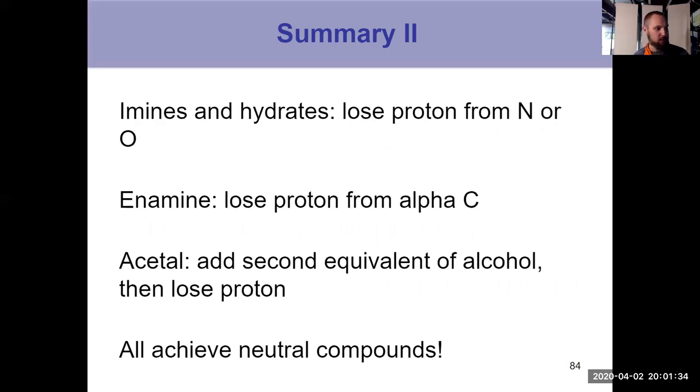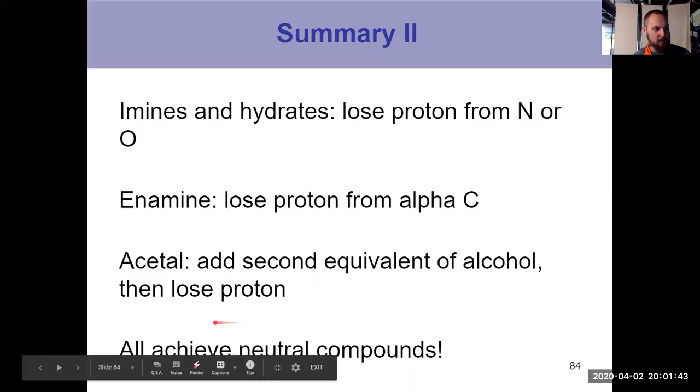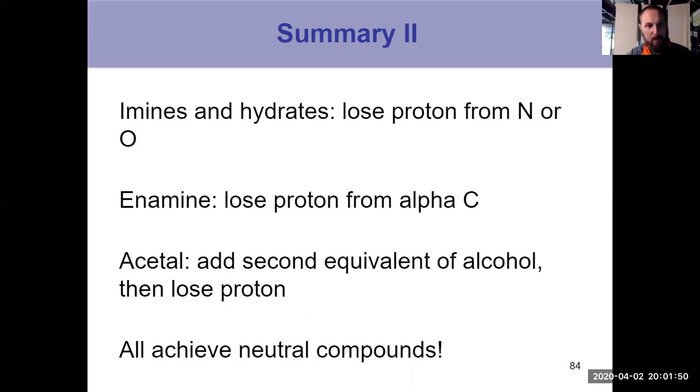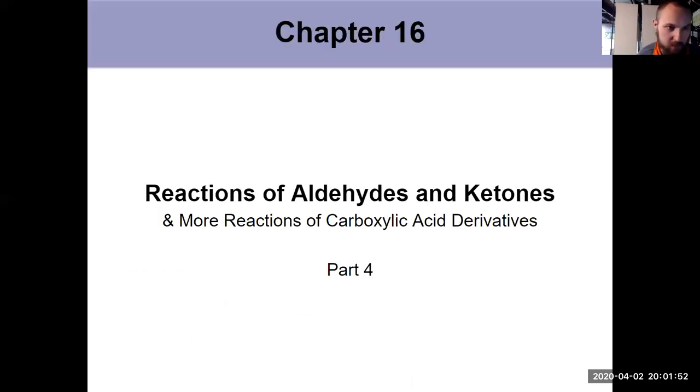So that's actually not perfect. This should say a hemiacetal adds a second equivalent of an alcohol to form the acetal. Then we lose a proton. But at the end of the day, we always have to end up with a neutral compound. So that wraps up 16.8, 16.9. We'll pick back up in the next video with discussing protecting groups.